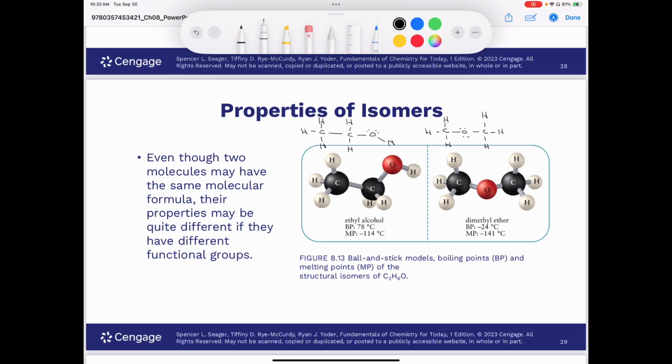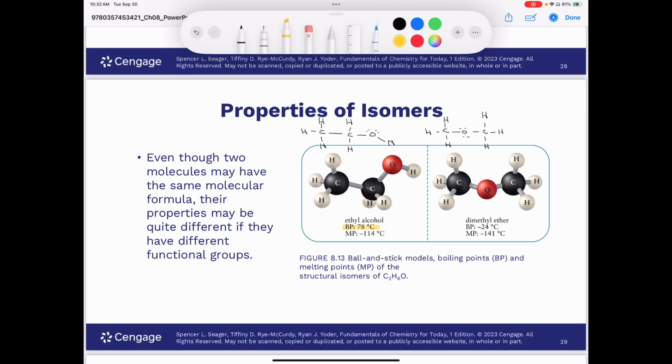I said that the ethanol was a liquid at room temperature and the dimethyl ether was a gas at room temperature. But the point is, even though two molecules have the same molecular formula, their properties can be quite different, especially when they have different functional groups. So again, ethyl alcohol or ethanol has a boiling point of 78 degrees Celsius.